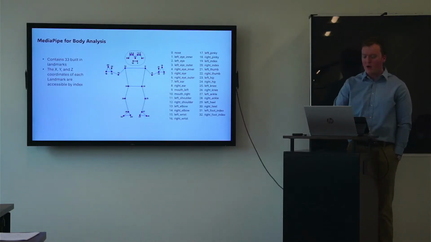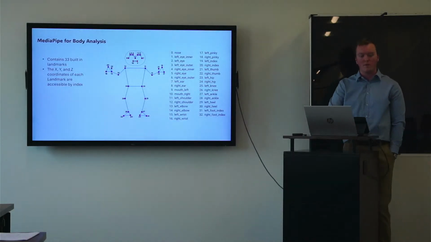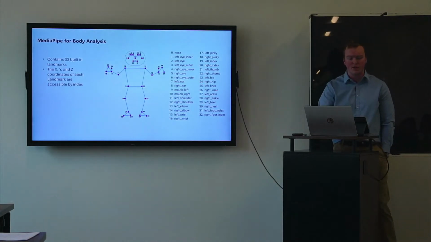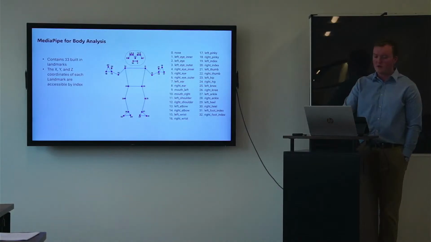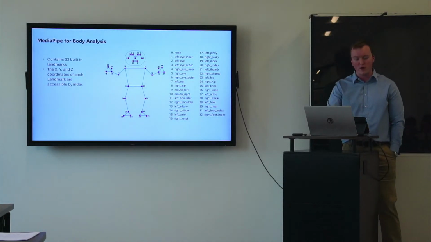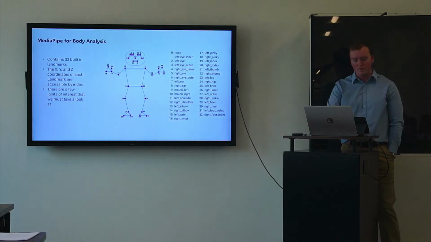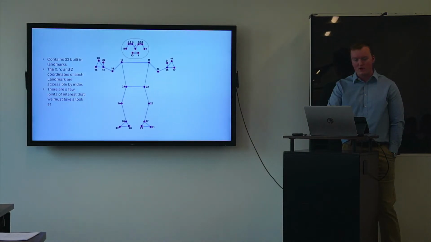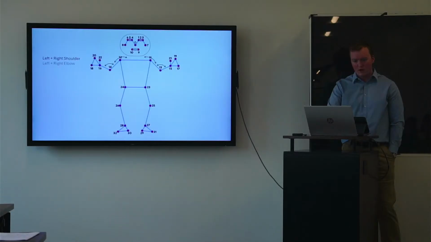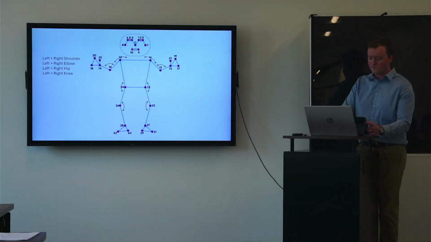Next, I want to show how I analyze my data. So I used a framework called MediaPipe, which is basically just a pose detection framework that uses computer vision. MediaPipe has 33 built-in landmarks, each of which has an x, y, and z coordinate. Now, in this project, we really only care about joint angles, and so for our purposes, there are a few angles that we need to consider. Here we need to know the angle of the shoulders, the elbows, the hips, and the knees. If we know these, it'll give us a decent idea of the technique behind each lift.